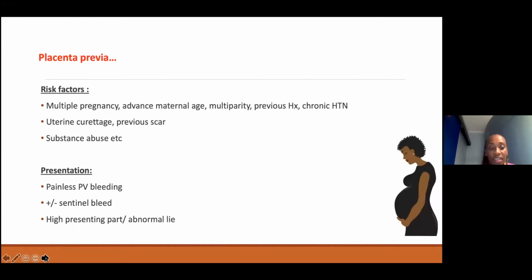You may find the fetus's presenting part being high, or an abnormal lie like a transverse or a breech, because the fetus is then unable to engage. Those just add to the picture. Next.